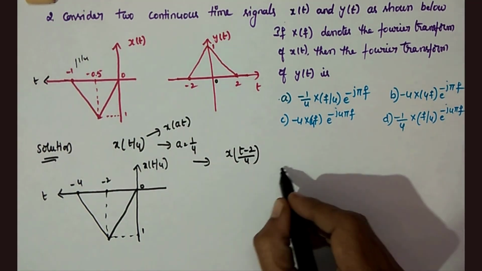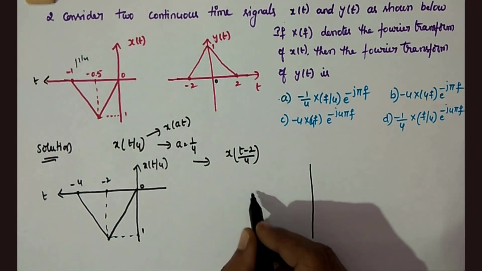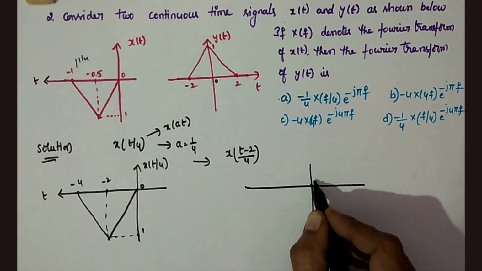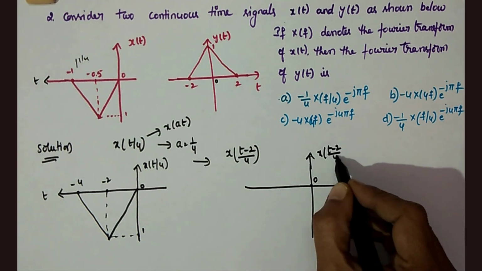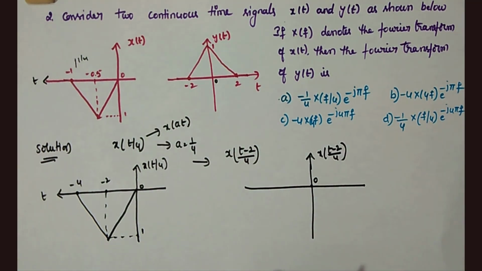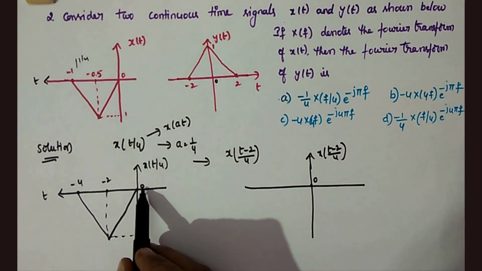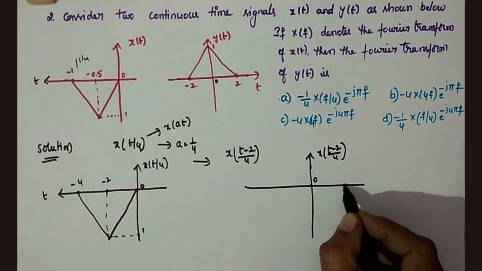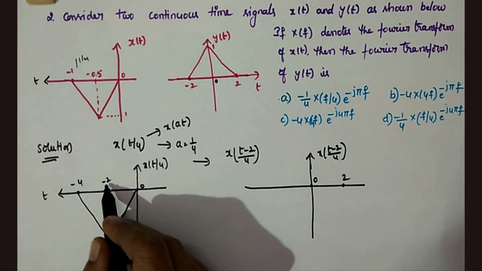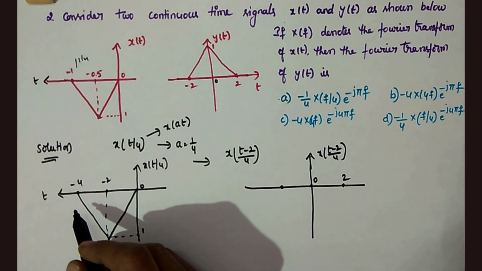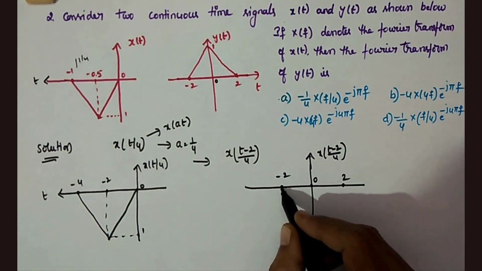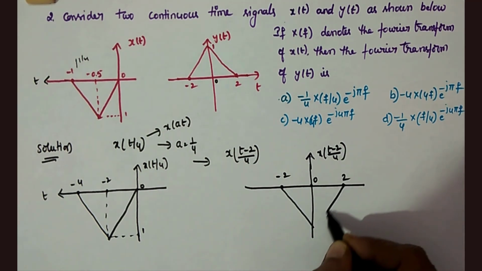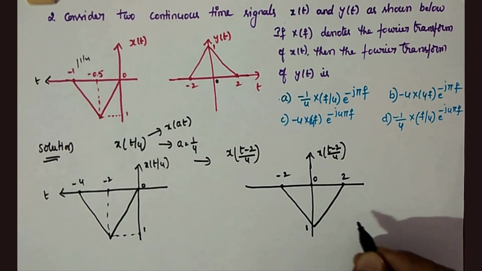What is this? This is x of t minus 2 by 4, meaning you have to shift your x of t by 2. For 0 you add 2, so it will be 2 here. For minus 2 you add 2, it will be 0. For minus 4 you add 2, so it will be minus 2. Now if you see, the signal is like this, the amplitude is 1.